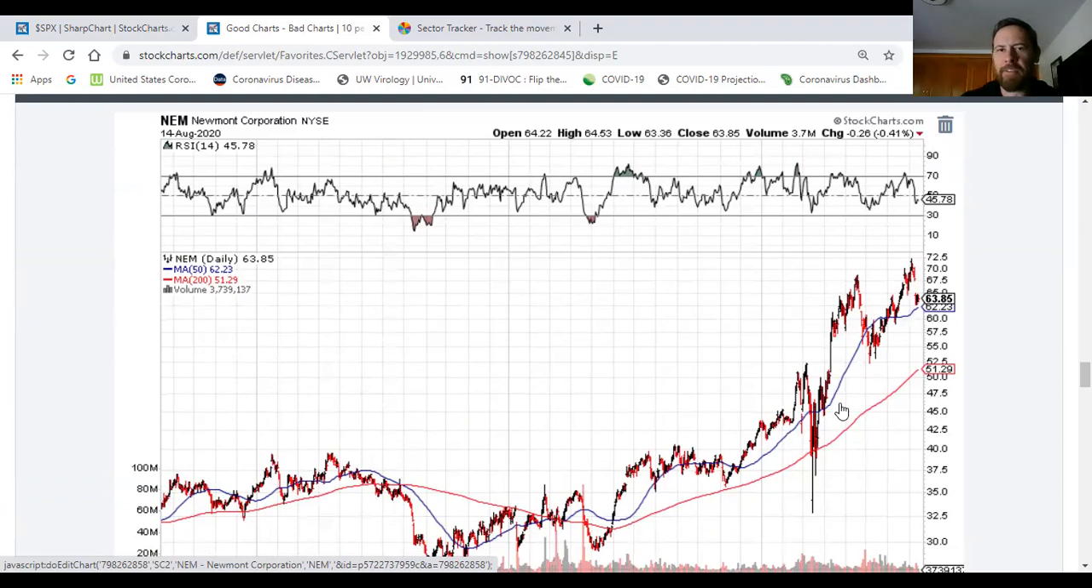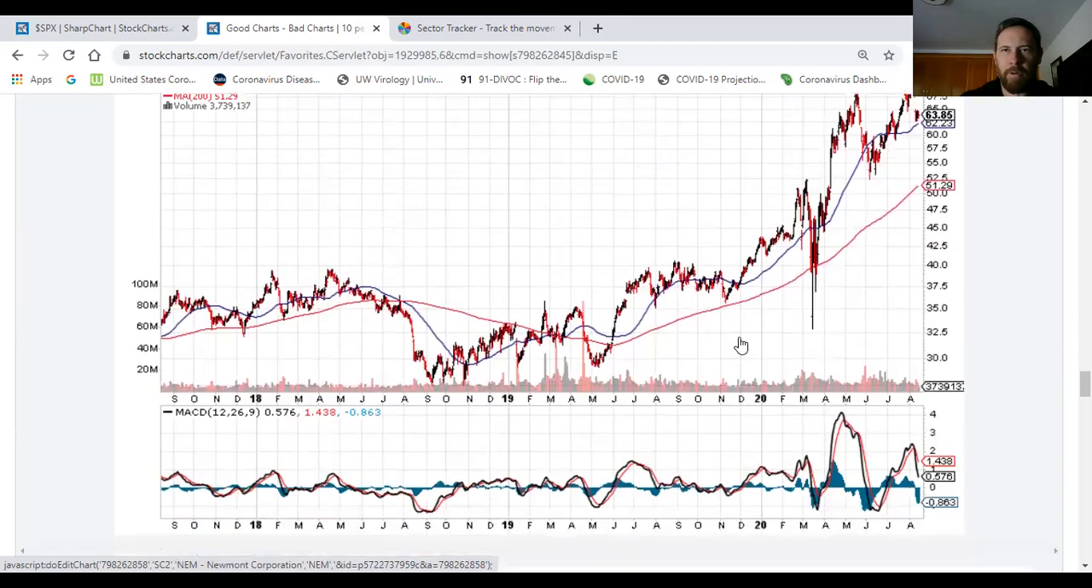And then it gets its momentum of its own. This is a pretty good momentum chart here. Coming down on that 50-day, upward sloping, 200 is upward sloping. That might not be so bad. Again, this is a mining corporation.